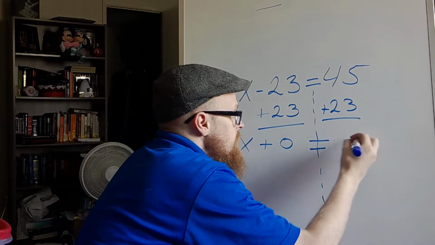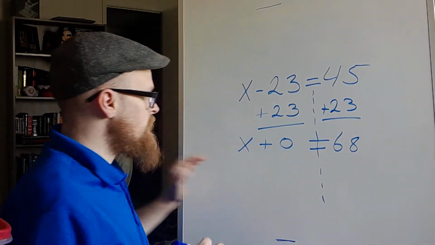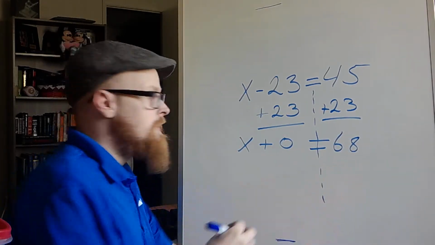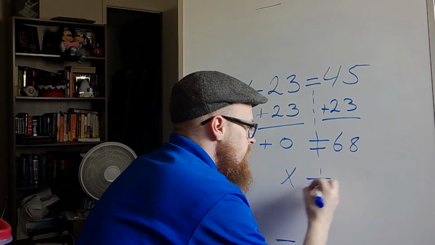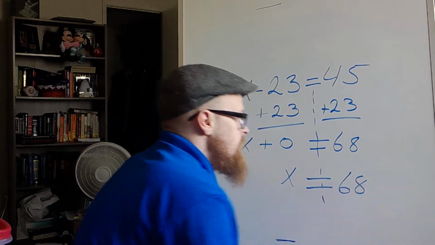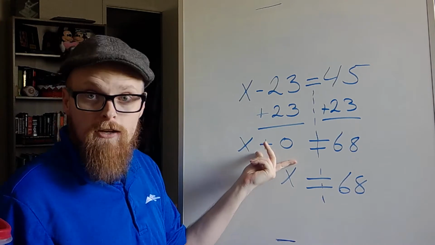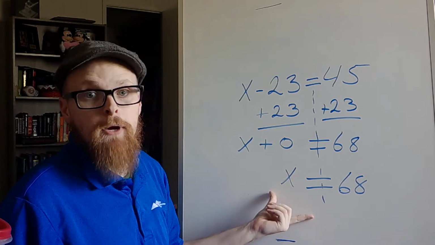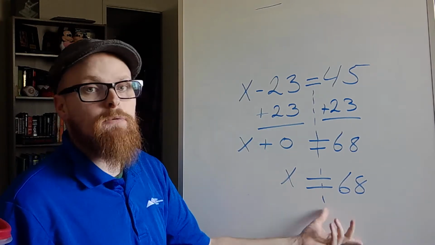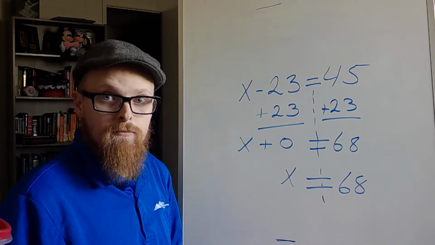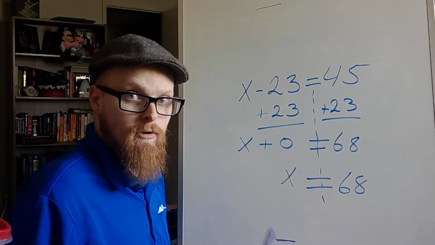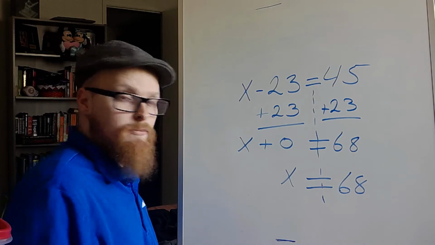So 45 plus 23 is 68, and x plus 0 equals 68. So I know x equals 68, because any number plus 0 or minus 0 is going to be itself. So x is going to equal 68. Seems pretty simple so far, I hope. If not, practice makes perfect.